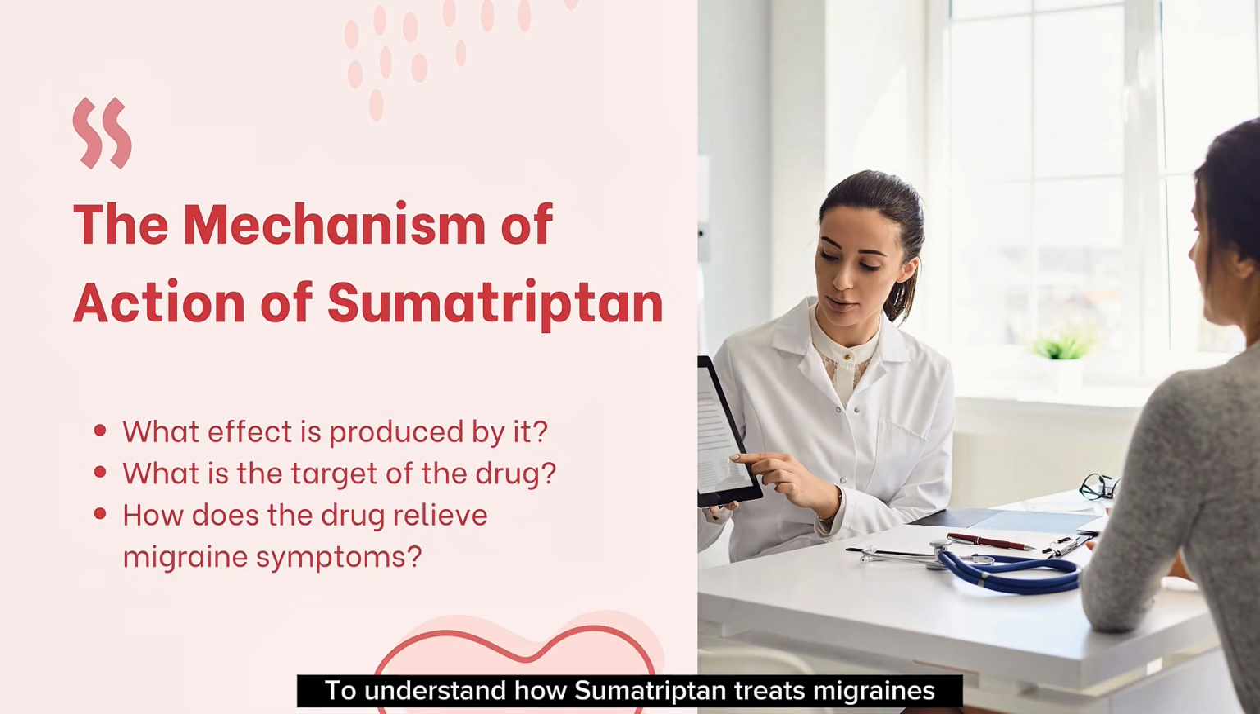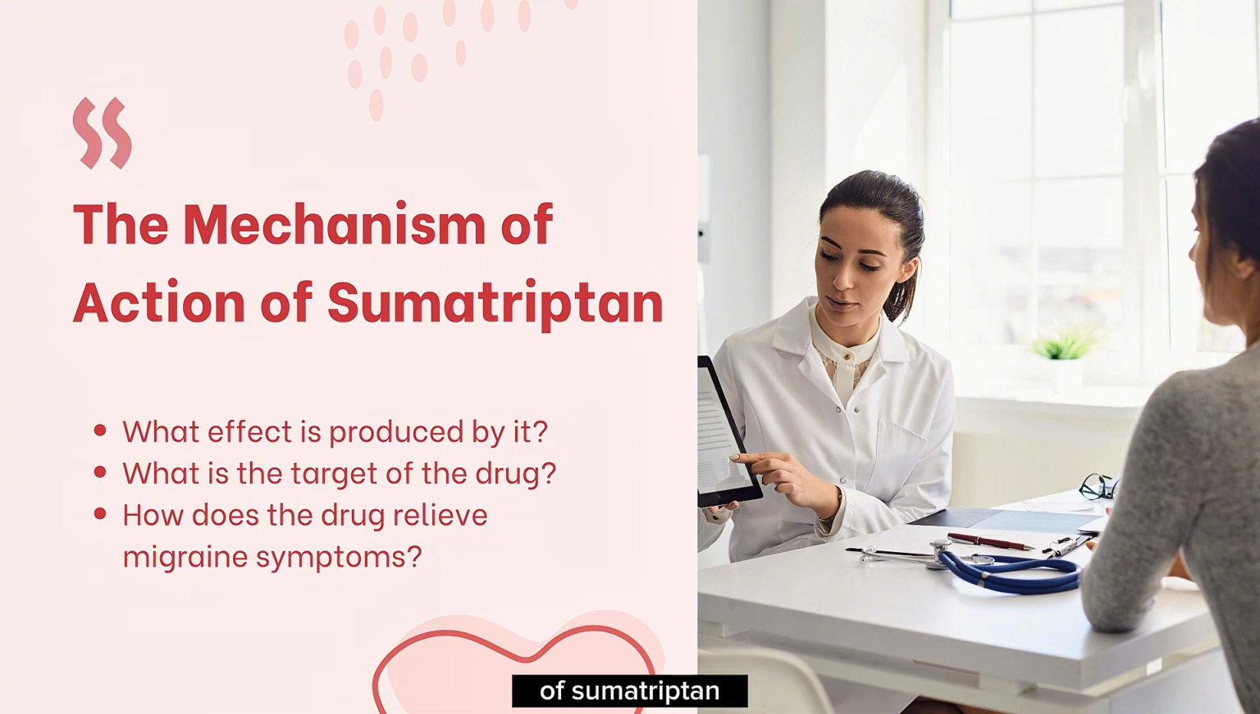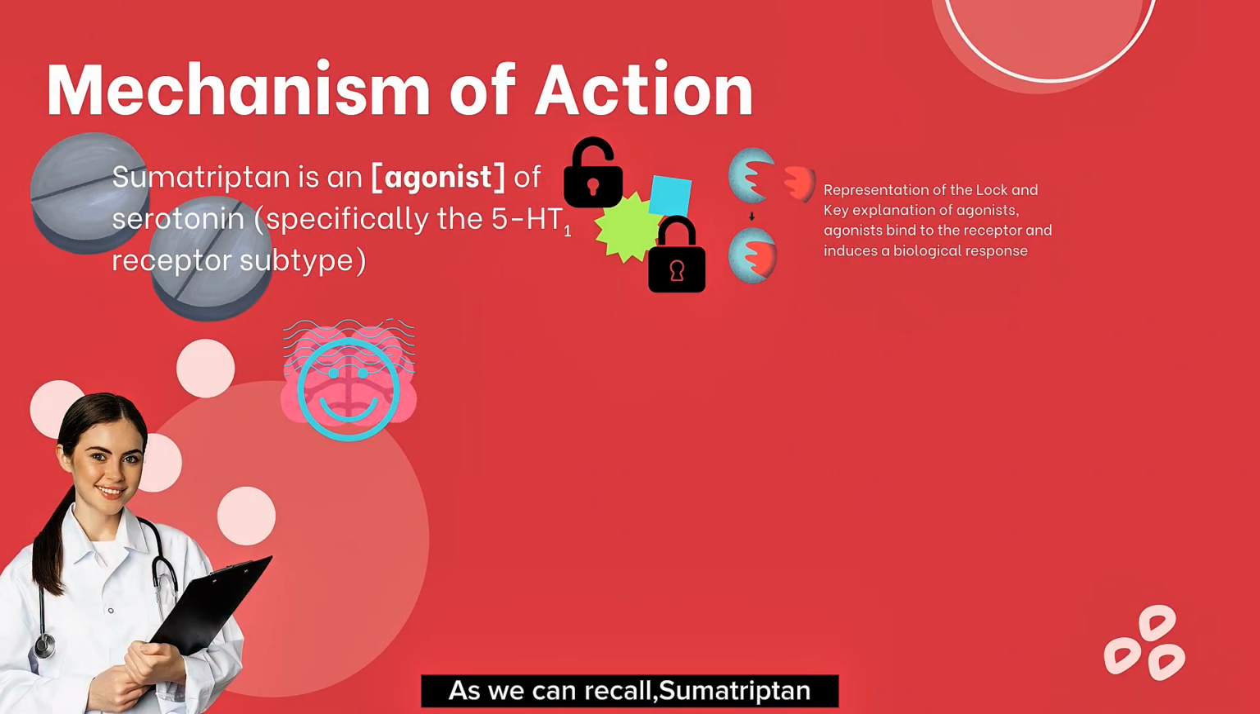To understand how sumatriptan treats migraines, we need to first understand the mechanism of action of sumatriptan. As we can recall, sumatriptan is in the pharmacological class of selective serotonin receptor agonists. That means it is an agonist of serotonin, specifically the 5-HT1 receptor subtype. If we recall from our lessons, agonists, through the representation of the lock and key explanation, bind to the target receptors and induce a biological response from them.